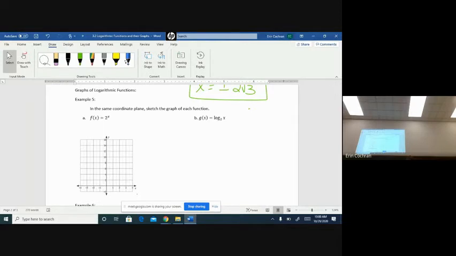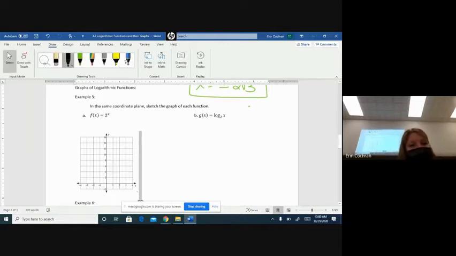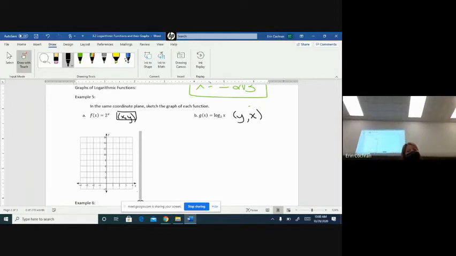And if they're inverses of each other, whatever values I get for x and y here, what would its inverse coordinate be? It's flipped, so it'd be y comma x. So here's a question, which one's easier to graph first? What do you think? 2 to the x power or log base 2 of x? 2 to the x power.